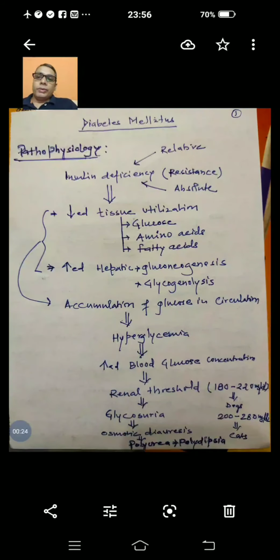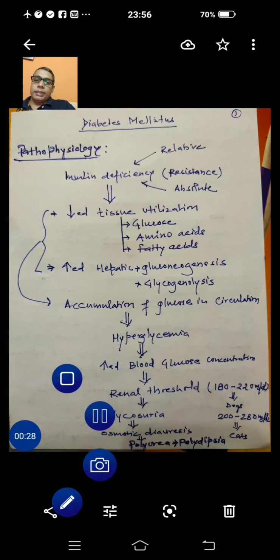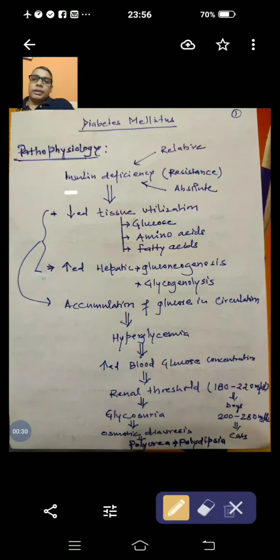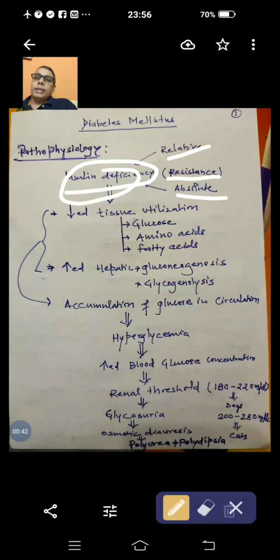As you people are aware, insulin deficiency, or you can say insulin resistance, is the major outcome of this disease. Insulin deficiency can be relative or absolute. Once there is a deficiency of insulin, you will find decreased tissue utilization of glucose, amino acids and fatty acids.